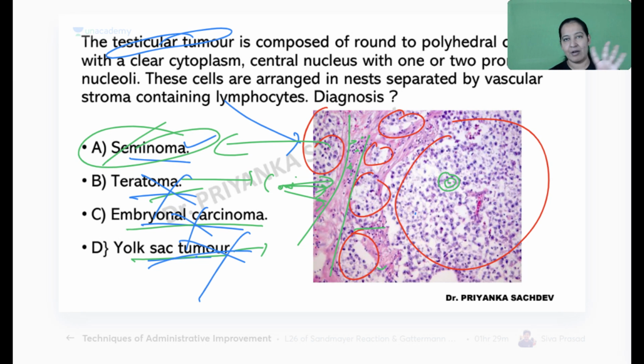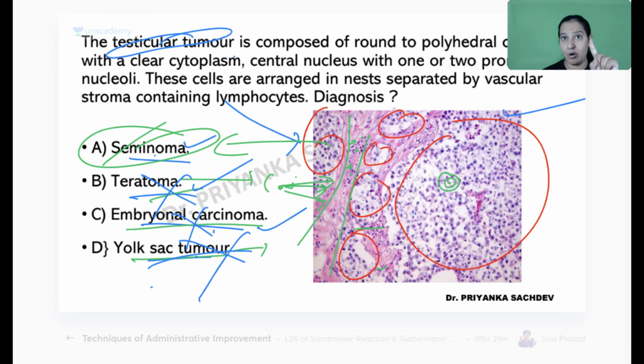It is not in your syllabus, microscopy, don't learn. But seminoma is fitting here. Give me a thumbs up. Everyone give me that. You should rule out others also. Now images of the others should also come. They may change the image, keep the option and question the same, and change the image. So you should know the image of teratoma also. You should know the image of yolk sac also.